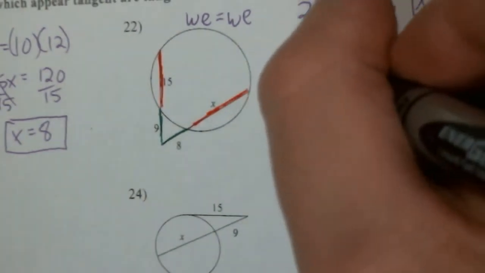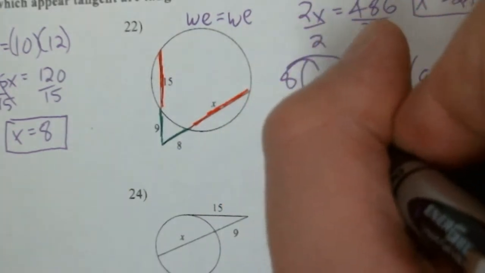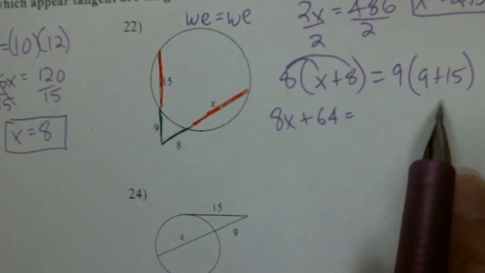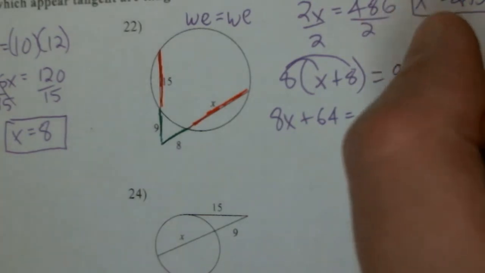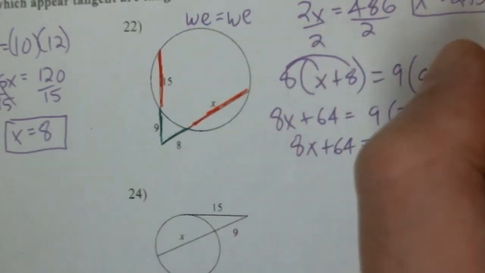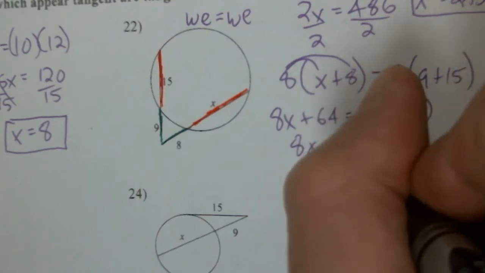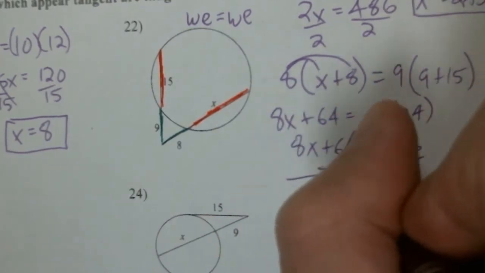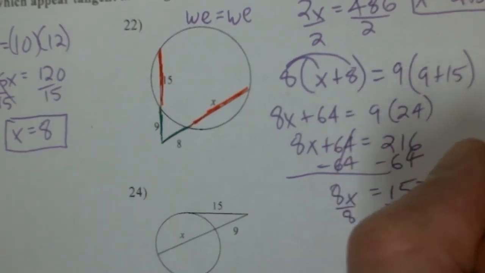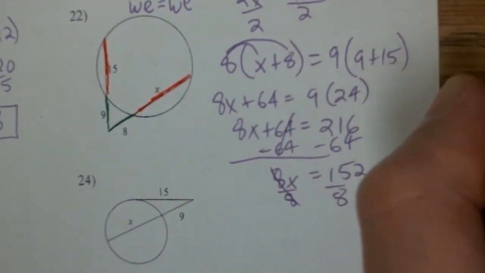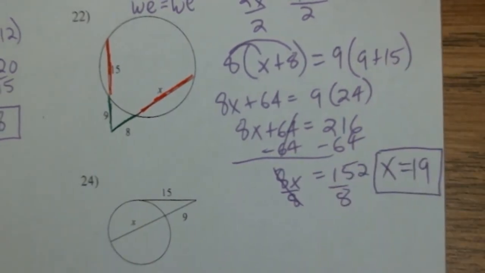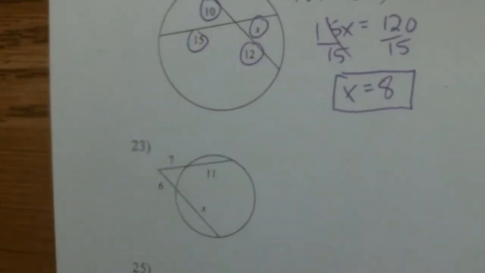All right, so when we distribute here, we've got 8x plus 64 is equal to 9 times 24, since 9 plus 15 is 24. So we have 8x plus 64 equals 216. Subtract 64 from both sides. 8x is equal to 152. Divide by 8, and we get x is equal to 19.